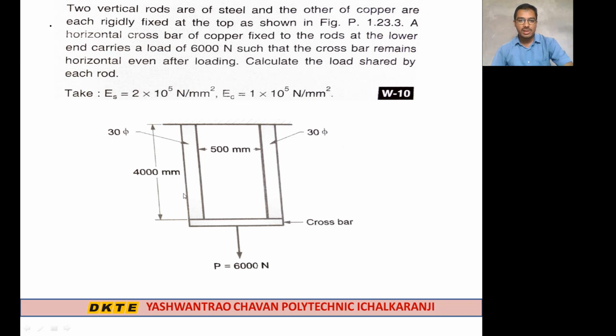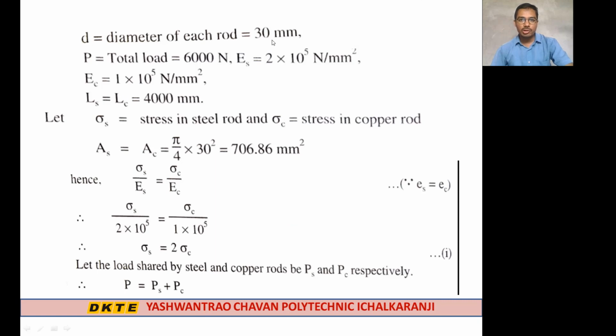We have to calculate first the relation between stress in steel and stress in copper, and that value we have to put into the load equation, where D is the diameter of each rod, 30 millimeter, and P is the load, 6000 Newton. Young's modulus of steel is given as 2 into 10 raised to 5 Newton per millimeter square, and Young's modulus of copper is given as 1 into 10 raised to 5 Newton per millimeter square. Length of steel is equal to length of copper is equal to 4000 millimeter.